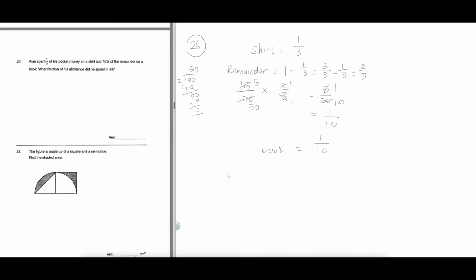What fraction of his allowance did he spend in all? So total spent is just 1/3, which is shirt, plus 1/10, which is book. Make both over 30, times 10 and times 3. I'm going to get 13 out of 30. So yeah, let's move on.